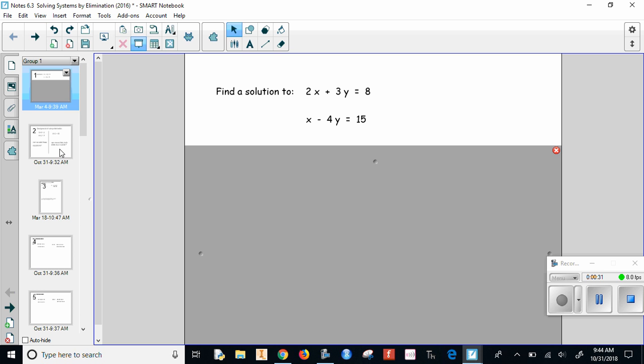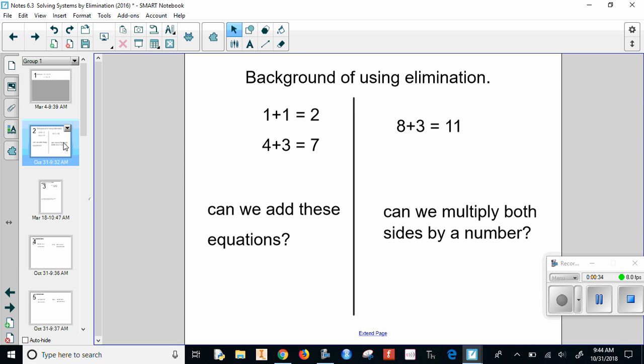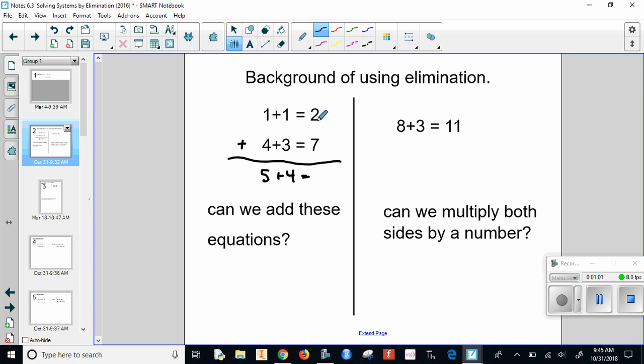I want to go through some background of some things that we can do using numbers that aren't variables, just to prove that this works. We're going to be adding the left side of equations and the right side. Hopefully you know 1 plus 1 equals 2 and 4 plus 3 equals 7. Now if we add these down, 1 plus 1 plus 4 plus 3, or we could just add straight down and say 5 plus 4, does that equal 9? Yes, that's something that works.